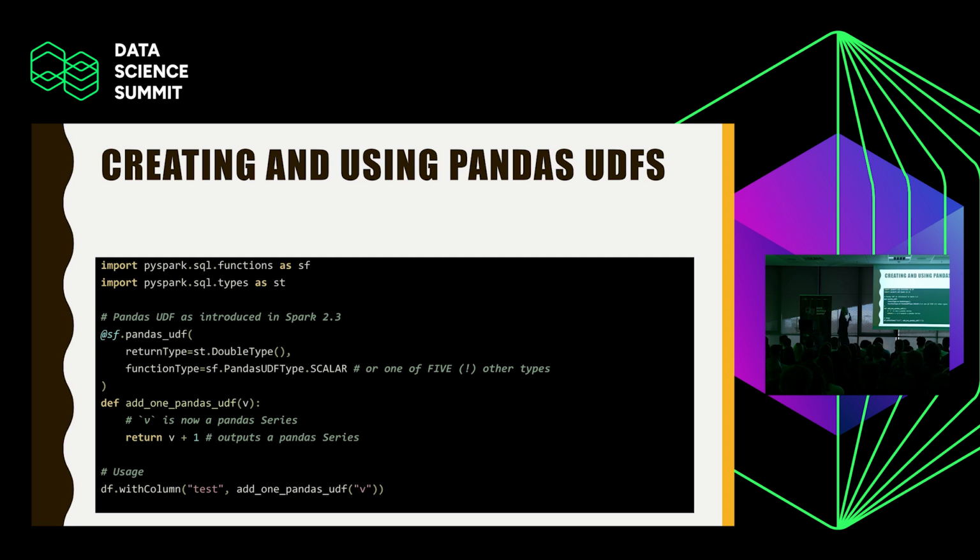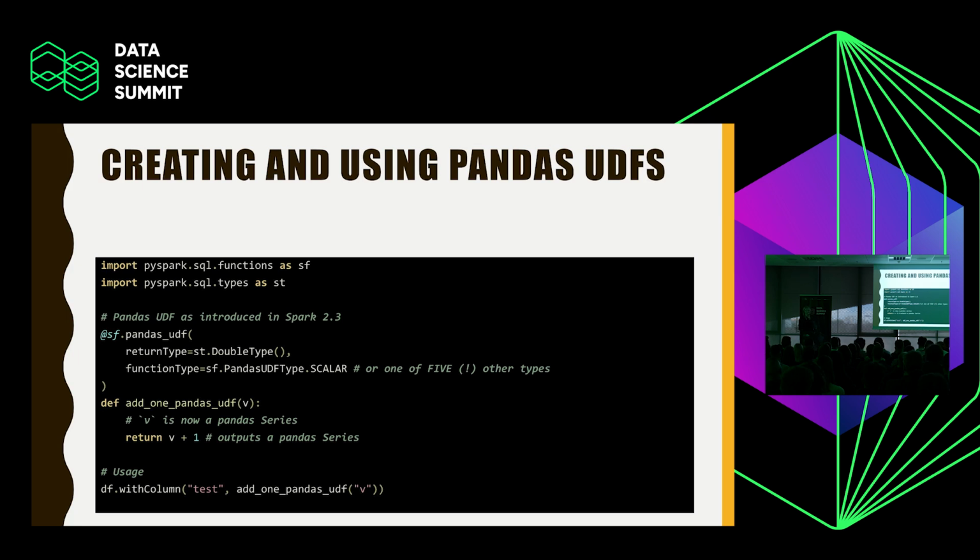So again, we can see here, now we are getting a Pandas series and outputting a Pandas series. So you can think of this improvement as a sort of vectorization of those operations. Well, you again set the return type and a function type. Obviously, easy to remember, Pandas UDF type scalar. This is one of 6 UDF types. We are talking about Spark 2.3 again. Usage, the same.